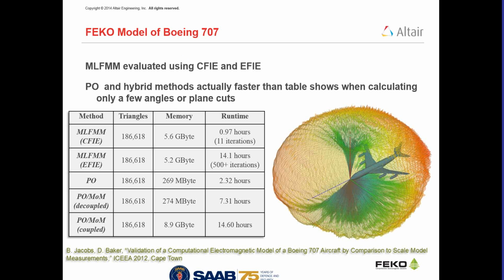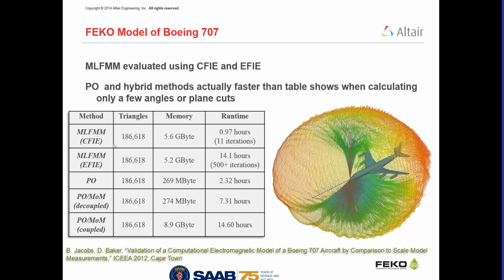That is because MLFMM uses an iterative solver, and when you use EFIE, MLFMM tends to take more iterations to solve as opposed to using CFIE, which you can see in the timings they reported in their paper. MLFMM with CFIE took around 1 hour with 11 iterations, whereas MLFMM with EFIE, Electric Field Integral Equation, took around 14 hours with 500 plus iterations.